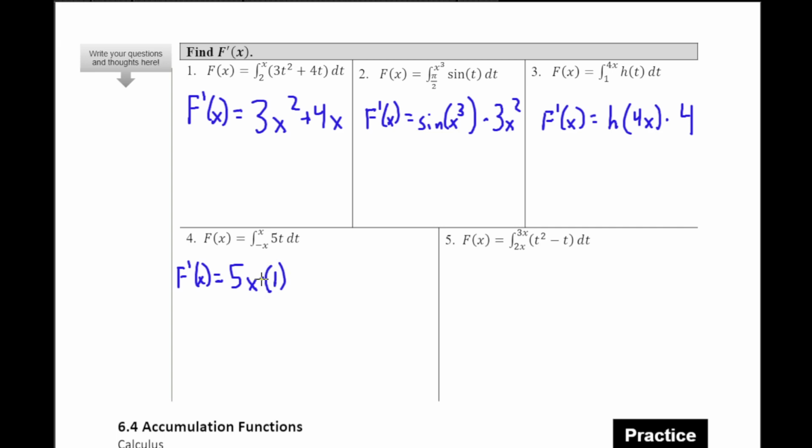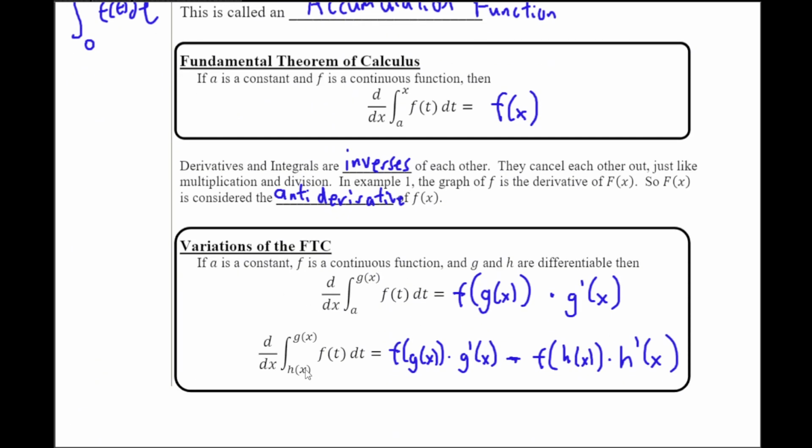It's still 5x. But then you have to subtract, plugging in the negative x, 5 parentheses negative x, and you multiply by the derivative of negative x, which is negative 1. And if you simplify that out, 5x times 1 is 5x. Negative 5 times negative x times negative 1, that's a minus 5x, and you get 0. So this problem right here is following this variation of the fundamental theorem of calculus, the bottom one, if there's a function on the lower and upper bound of the integral.